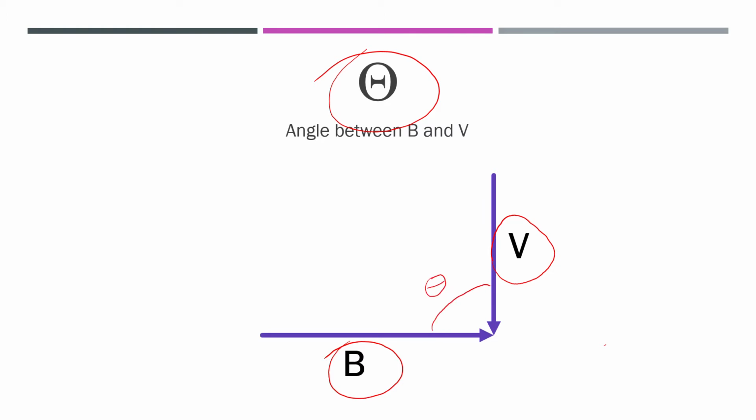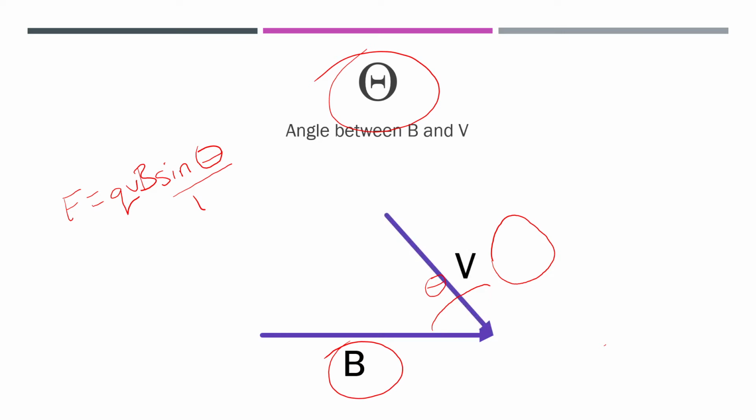In this example, theta is pretty simply just 90 degrees, which is really interesting because when you have force is equal to QVB sine theta, if theta is 90 degrees, sine theta becomes 1, and you don't even have to worry about that anymore. But sometimes it's not like that.